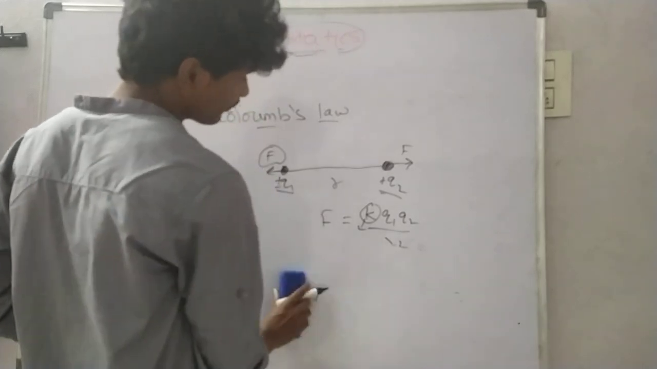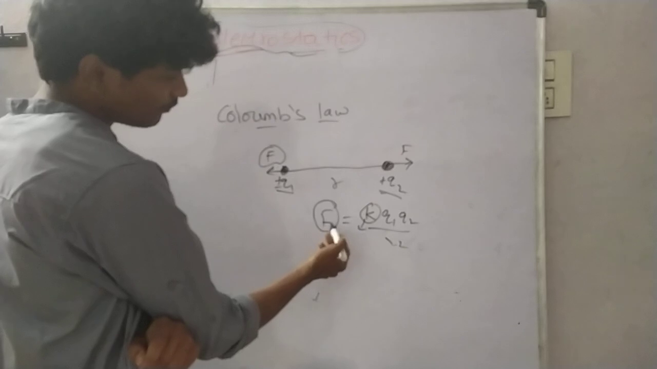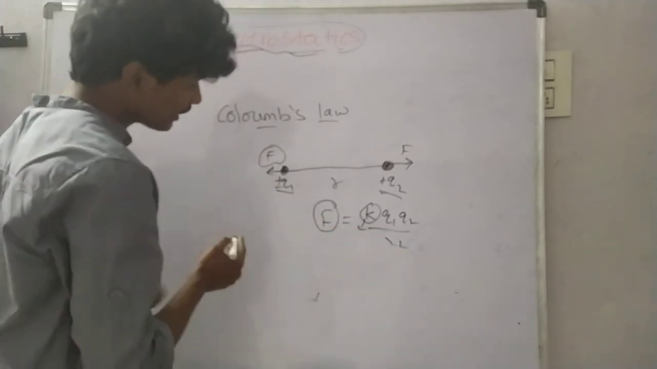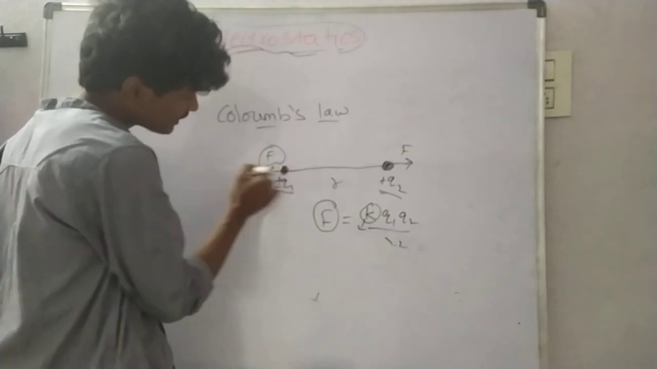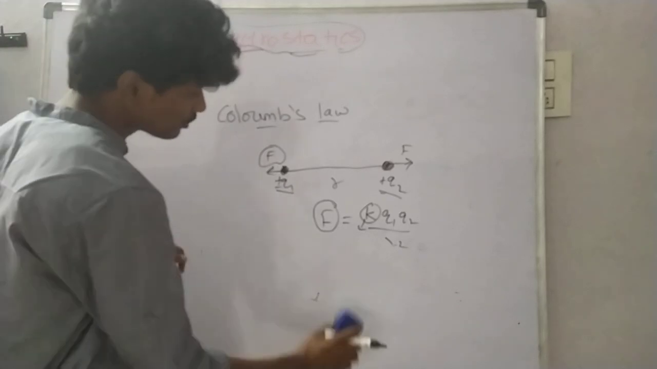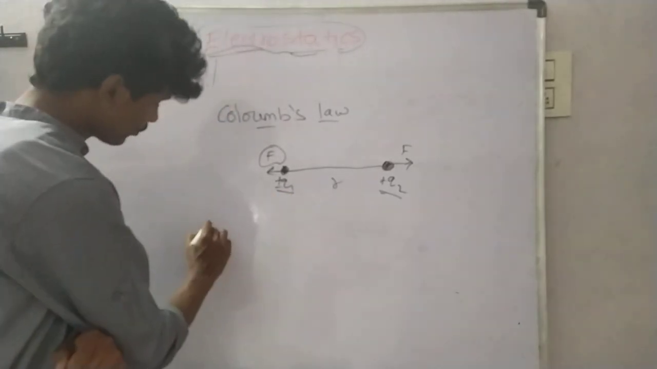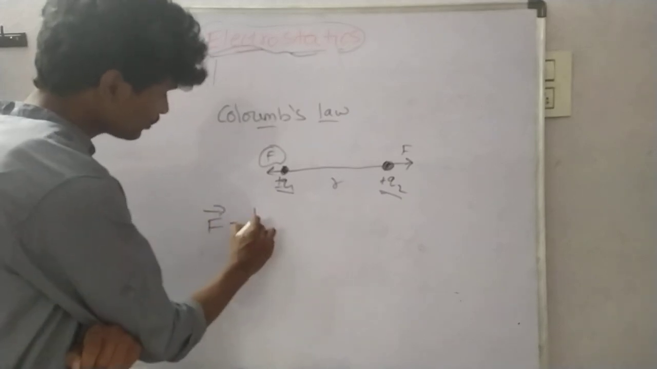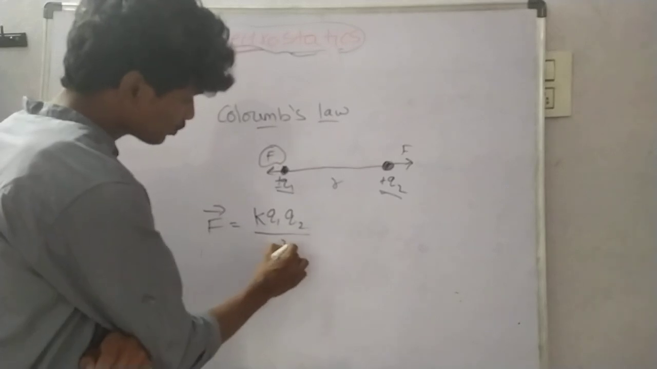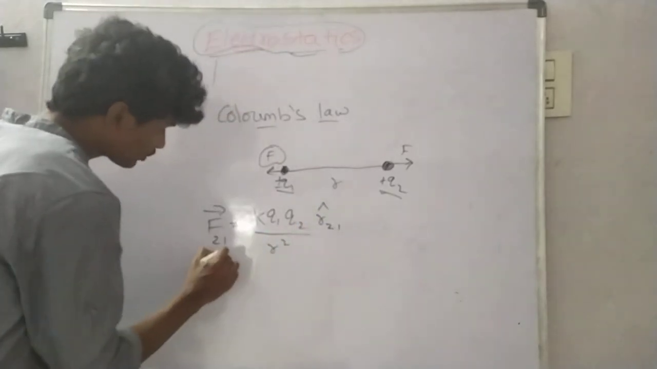But here the thing is, first of all, force is a vector quantity. So I can't just say force is equal to K Q1 Q2 by R square. It should have some direction, right? Because I should mention in which direction the force is acting on this particle. So the complete, exact Coulomb's law can be stated as force on any charge is equal to K into Q1 into Q2 by R square into R21 cap, if it is the force on 2 by 1.